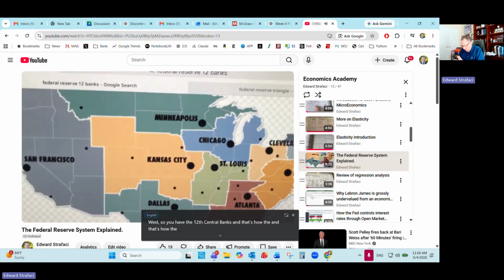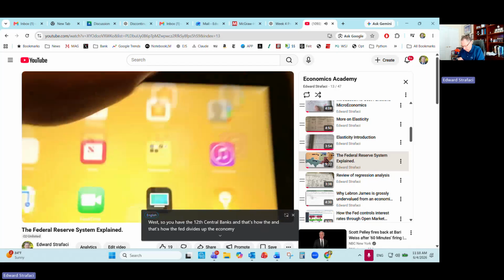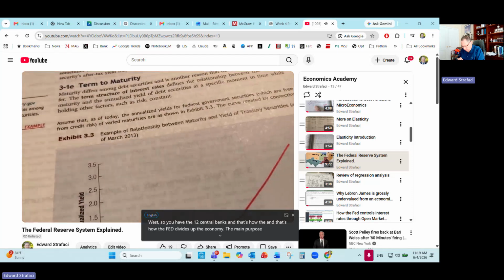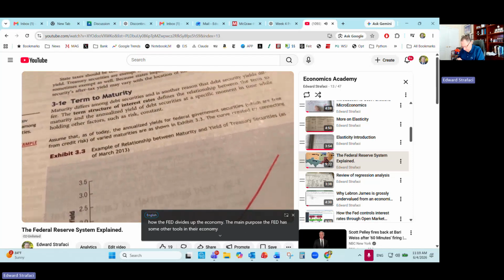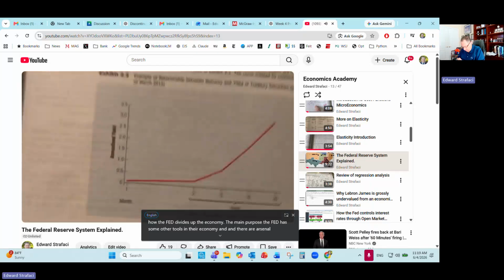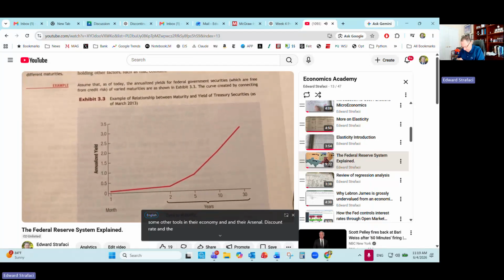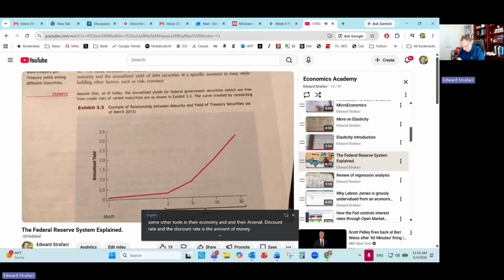So interest rates are the main purpose. The Fed has some other tools in their arsenal. One would be the discount rate, and the discount rate is the amount of money that member banks charge each other. There's the Fed funds rate. There's overnight borrowing by banks.